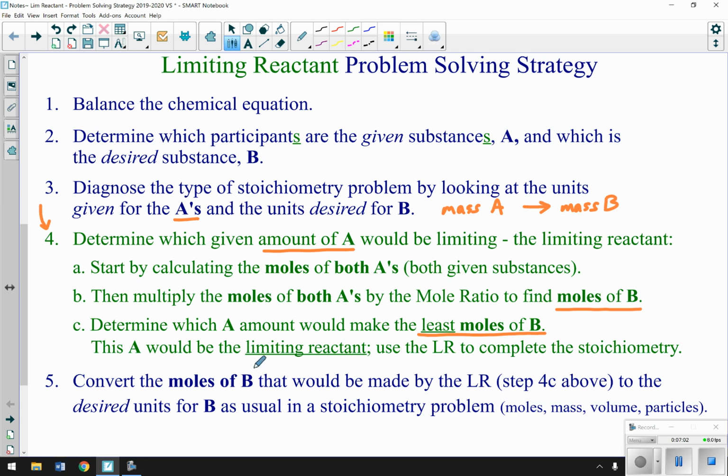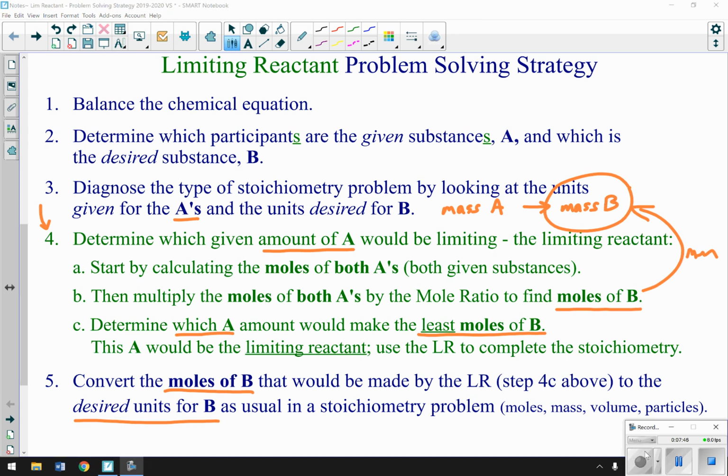So whichever substance A results in the making of the least moles of B, the least amount of your product in moles, that's going to be the limiting reactant. And then to get the mass of B in this case, we take those moles of B and use the molar mass of B to get the mass of B. So once we determine which A is the limiting reactant, by determining which substance would make the least number of moles of B, we just convert those moles of B made by the limiting reactant to the desired units for B, and again, in this case, mass of B.